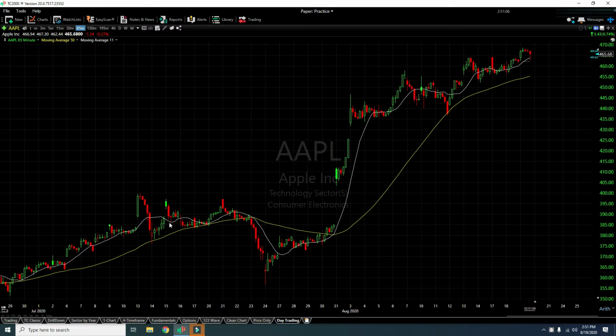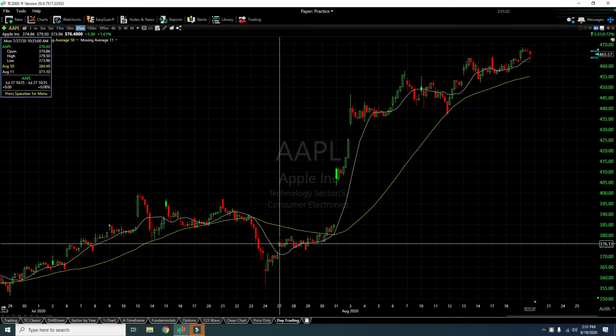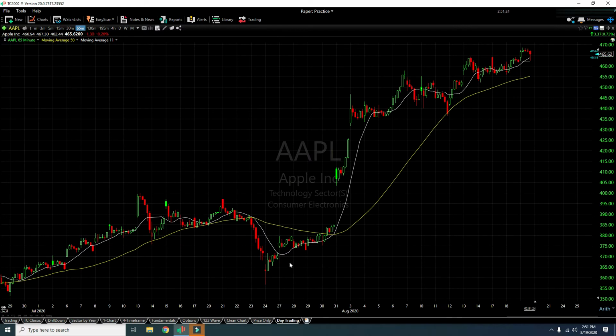Okay, if you look at this white line, which is the 11 period moving average, at times people try to trade after the price drops below this moving average, go short, and when the price comes above, like here, they go long. This is on the hourly chart.